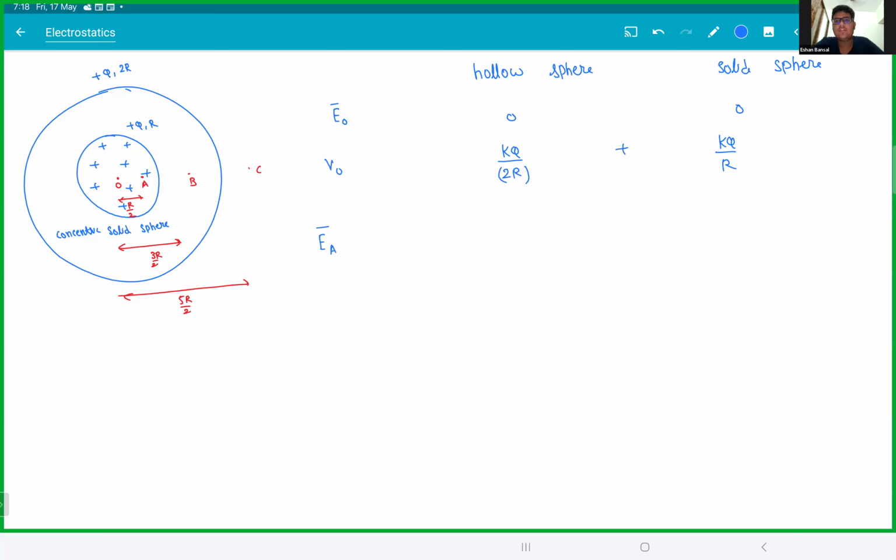So for the solid sphere at C, it should be 3 by 2 KQ by R, no? I was testing you guys. I forgot. Let's see. 3KQ by 2R.